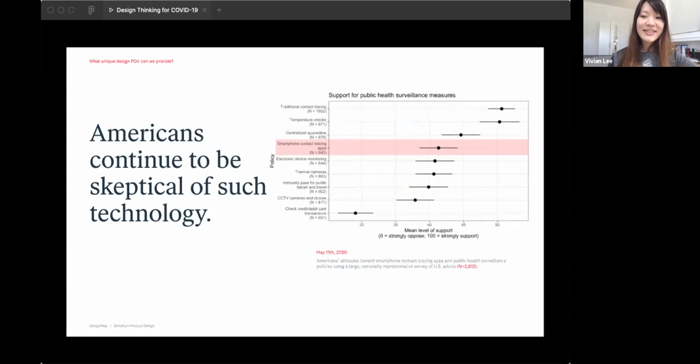Americans continue to be skeptical of contact tracing technologies. So to the right, we have a survey of the level of support for methods like temperature checks, thermal cameras, contact tracing apps, and the level of support people feel about each of these methods. And people on average rated contact tracing apps 40 out of 100, with 100 being the most supportive. Therefore, the majority of people are not okay with digital contact tracing because they feel like it infringes on their privacy and security. Security infringements by tech companies in the past have also made people lose their trust.